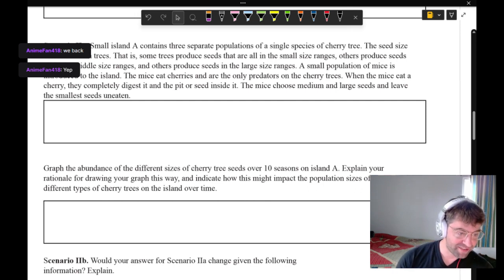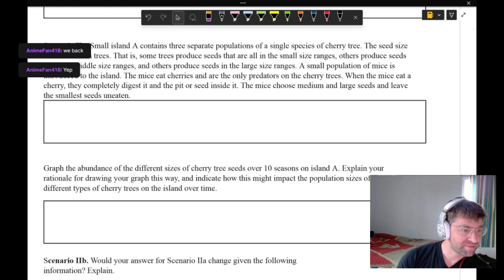Small island A. Where am I? It contains 3 separate populations of a single species of cherry tree. The seed size varies between trees. That is, some trees produce seeds that are all in the small size ranges, others produce seeds in the middle size ranges, and others produce seeds in the large size ranges.